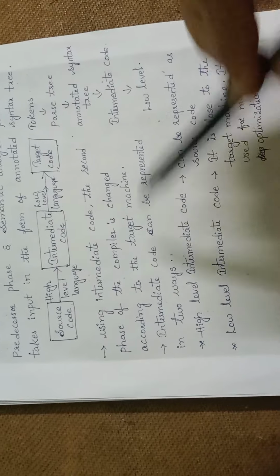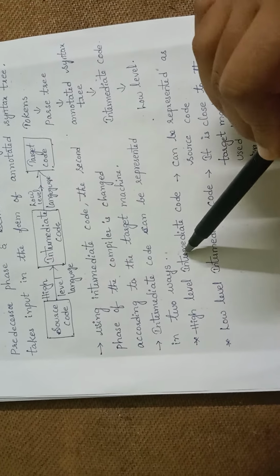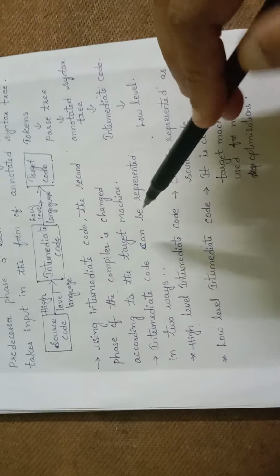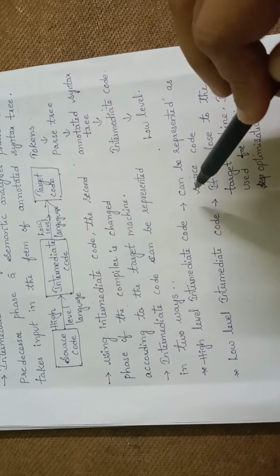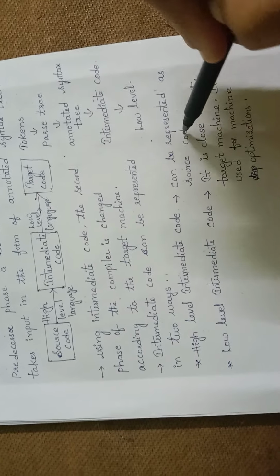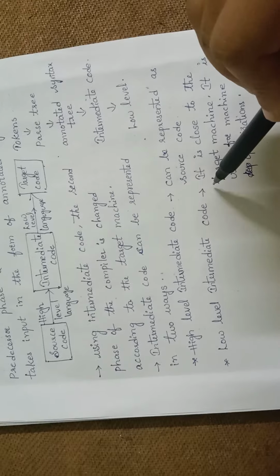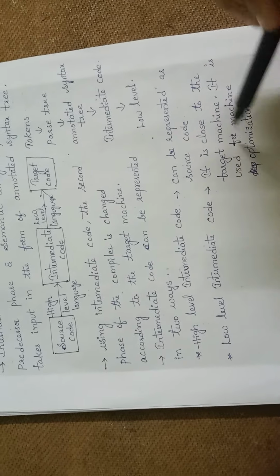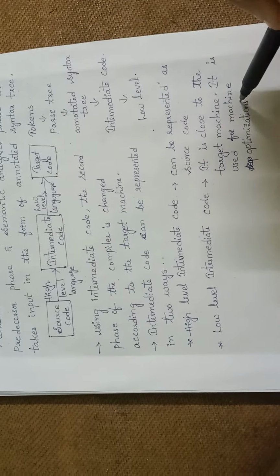Intermediate code can be represented in two ways: high level intermediate code and low level intermediate code. The meaning of high level intermediate code is that it can be represented as source code, and low level intermediate code is close to the target machine. It is used for machine optimizations.